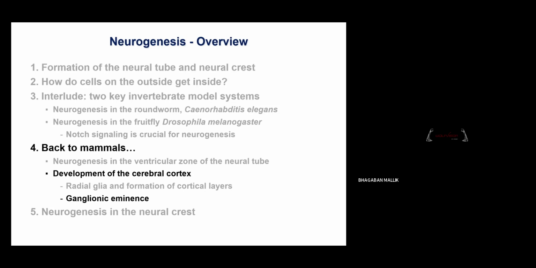So in the last lecture we talked about cell migration and neurogenesis, and how the cells migrate to the cortex, how the radial glial cells help the cells to migrate to the cortex, and how neurogenesis happens. And today I'll be talking about one specific structure called the ganglionic eminence, and how this helps in migration of cells to the cortex.